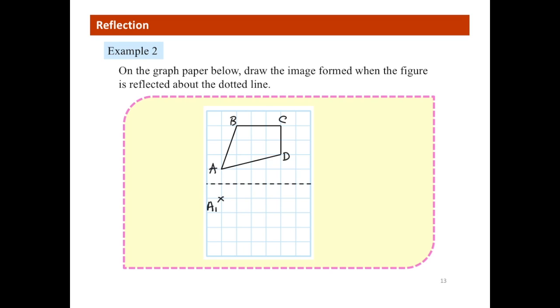For B, it is 4 units from L, so we can mark B1, which is also 4 units from L in the reflection side. For C, it is 4 units from L, so we mark C1, which is also 4 units from L in the reflection side. For D, it is 2 units from L, so we mark D1, which is also 2 units from L in the reflection side. After we found all the new vertices, we can connect them and form the new image.